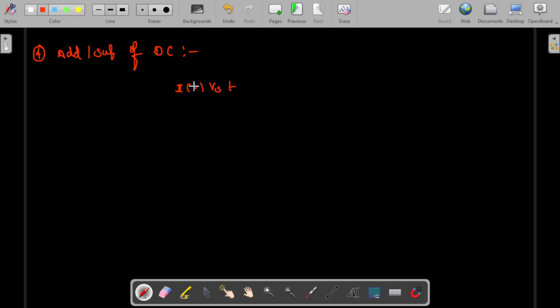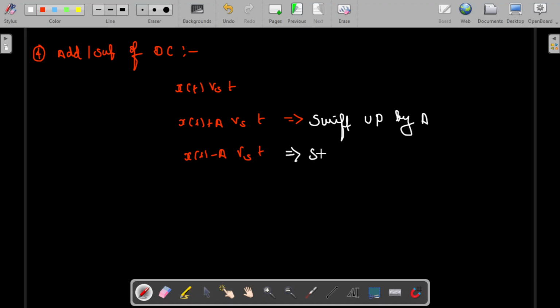As we dealt with the operations so far, if they ask us to add the signal, then it will be x of t plus a versus t. If they ask us to subtract, then x of t minus a versus t. The general operation is that this will be shifted up, like a lift going to the second floor. Similarly, this will be shifted up by a. And this will be shifted down with respect to a, like coming from the second floor to the first floor. So shift down by a.